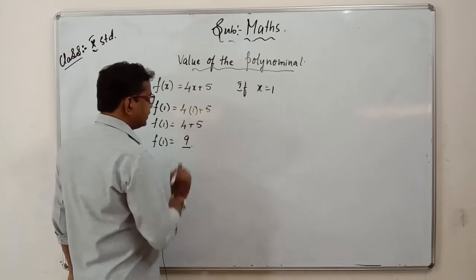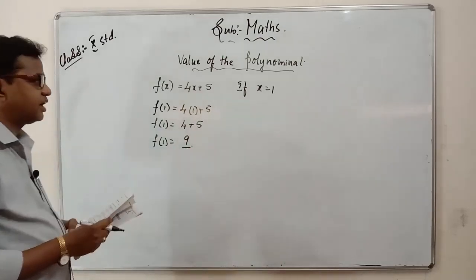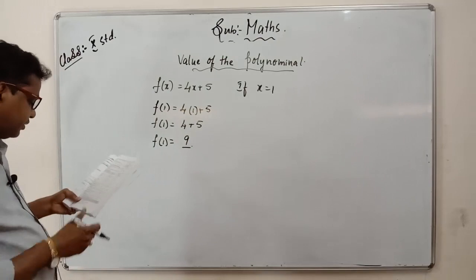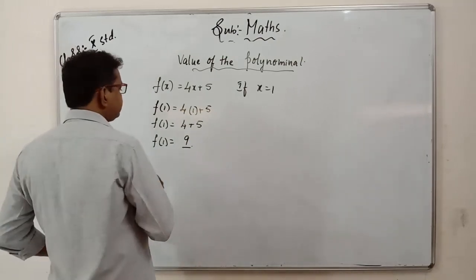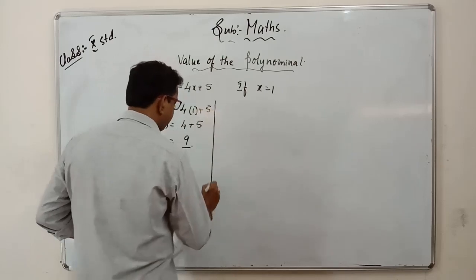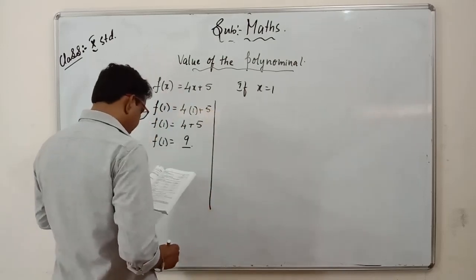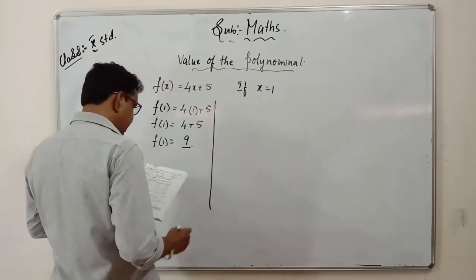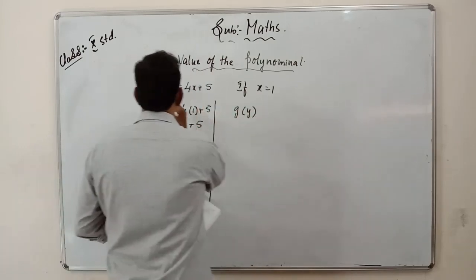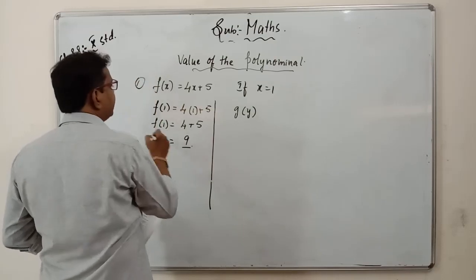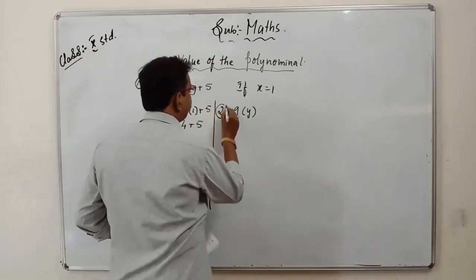This is one of the small examples which I have given for a linear polynomial. If we take a quadratic polynomial, what will be the value of the quadratic polynomial? He has given g of y equals to, the first one linear, the second one quadratic polynomial.